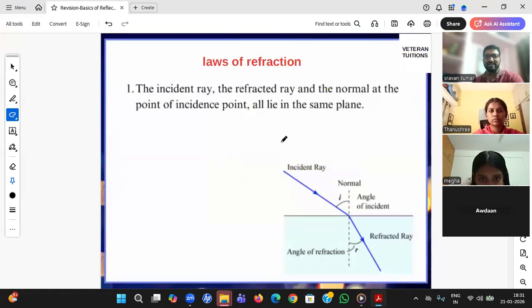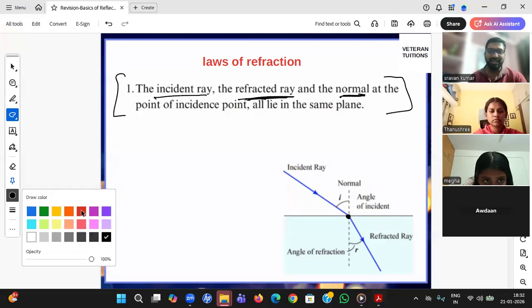The first law is again the same thing, whatever we have learned in the law of reflection. The incident ray, the refracted ray here (in reflection we learned about the reflected ray), and the normal, all at the point of incidence, lie in the same plane. There is not much to explain here, which I have already explained in 3-dimensional viewing, the law of reflection. Here there is no question framed at this point except the MCQ part.